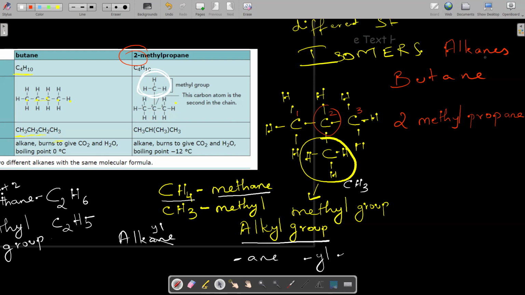So the difference between them shows itself mainly in their melting point and boiling point. These two will have different physical properties, mainly in their melting and boiling points. So hydrocarbons containing branch chains have lower melting points and lower boiling points than straight chain compounds with the same number of carbon atoms.